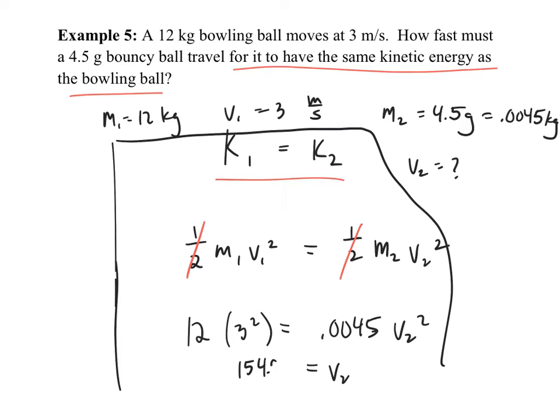What's the point of this problem? What do I want to emphasize by doing this problem? For a bowling ball to have the same energy as a bouncy ball, look at the difference in velocities. A bowling ball is moving at 3 meters per second. That's really slow. 3 meters per second is not very fast. Look at the bouncy ball. This needs to be fired at bullet speed.